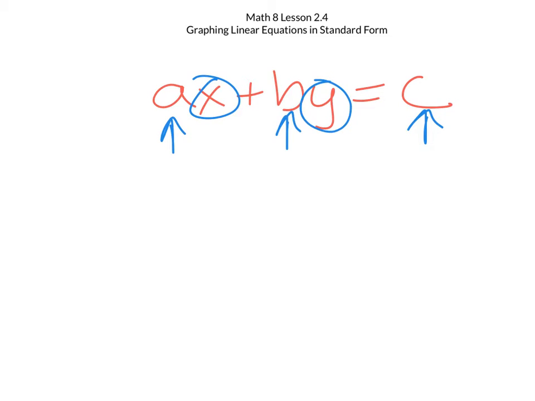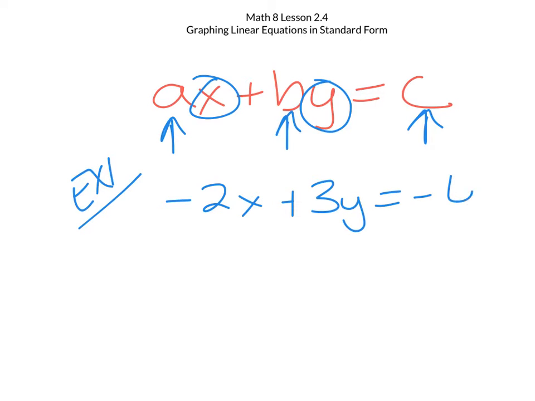Okay, so if you look at example 1, put this in your journals. You have negative 2x plus 3y equals negative 6. Is this in standard form? Yes, because this is A, this is B, this is C. Make sense?